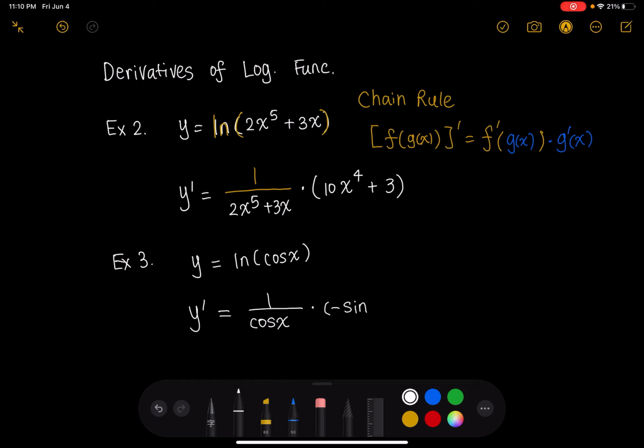So the derivative of cosine x is negative sine of x. So you can stop right here, or you realize it's negative sine of x over cosine of x. So it's negative tangent of x. They're equivalent.